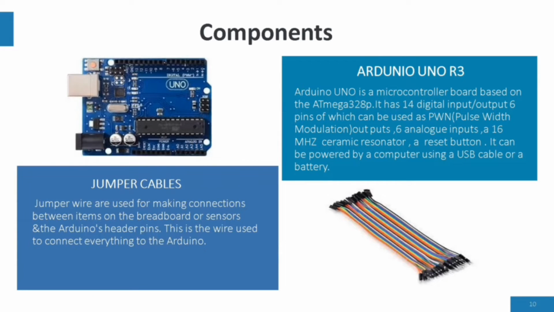Jumper cables. Jumper wires are used for making connections between items of the breadboard or sensors and the Arduino's header pins. This is the wire used to connect everything to the Arduino. The one you can see in the figure is a male-female jumper wire.